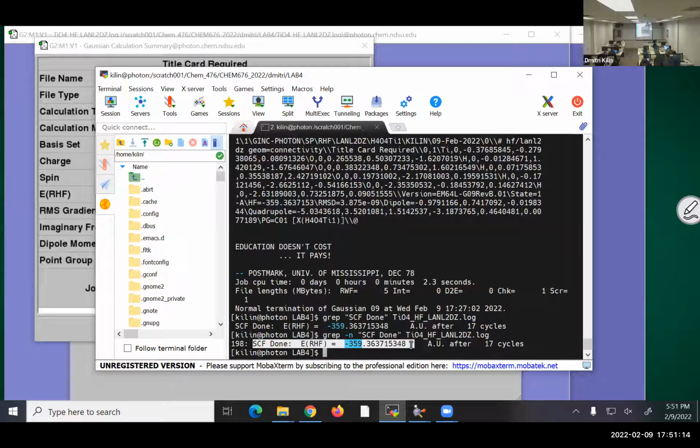So going over titanium, tetrahedral, then going to cook. Now the broomstick. And let's save it just in case something happens in the next few seconds. Titanium H4.